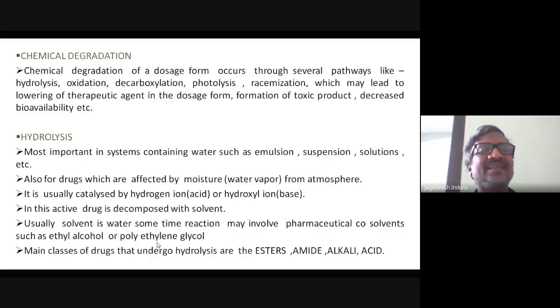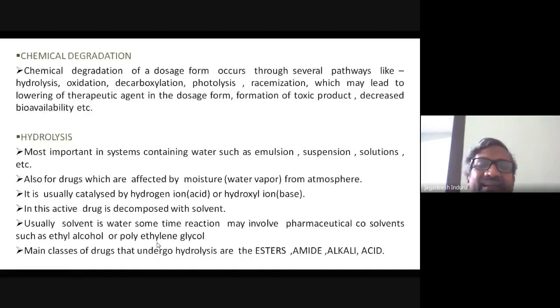Second one, we have already seen that in chemical degradation, the major effect we have seen is hydrolysis. It is important in systems containing water, and we need to consider it with utmost care in the case of emulsion, where we use water and oil also. So water is obviously present. In suspension, obviously we need to have water as a major component. Another one is a solution. So these are all bound to contain water.